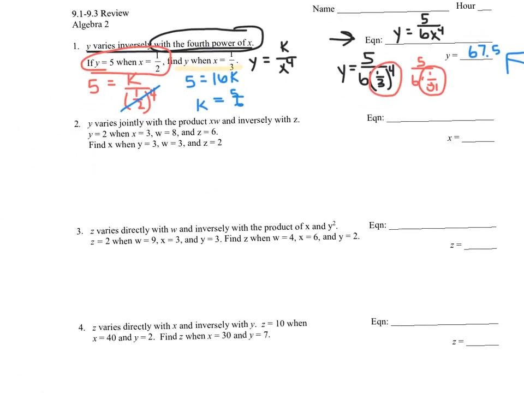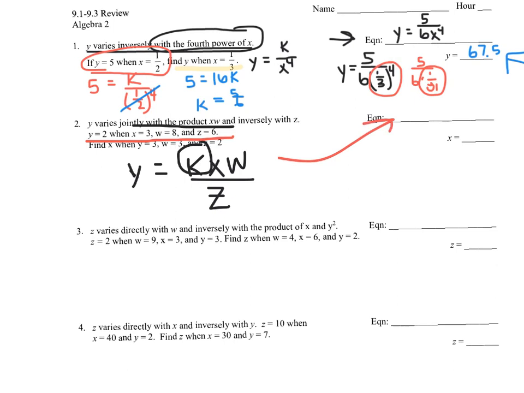Number 2, y varies jointly with the product x, w, and inversely with z. So I'm going to set this one up, and then you can go ahead and solve for k. So y varies jointly. Jointly just means more than one direct variation. So this is going to be k x w over z. Now you'd want to solve for k by plugging this in and writing that in your equation.